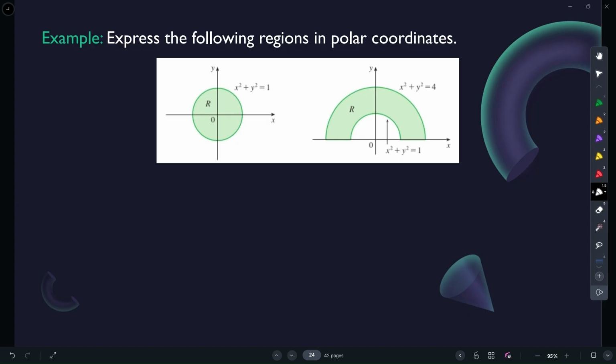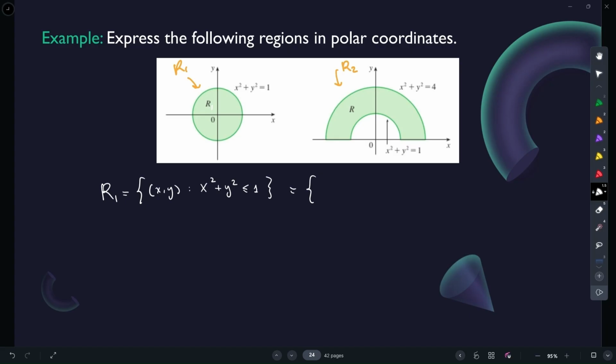These regions are, for example, this is going to be, let's call it R1 and R2 to distinguish them. So this one is R1 versus this one that is R2. In R1, we are talking in Cartesian coordinates. Those are the points x, y that are inside the circle. So those are the points with x squared plus y squared less than or equal to 1. How would I describe this in polar coordinates?